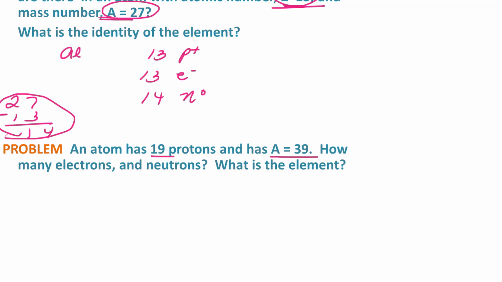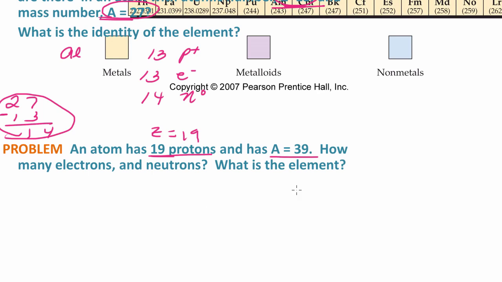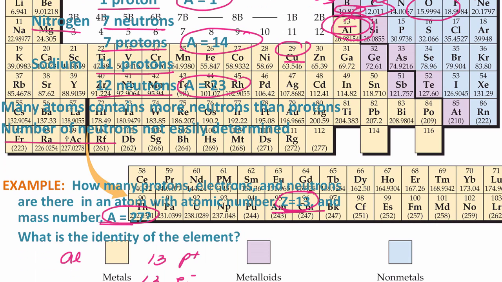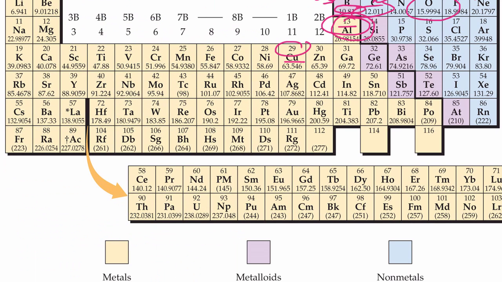Oops, I forgot what Z is. Well, we have 19 protons, so Z is 19. So let's go ahead and look that up on our periodic table. And what do we have? Z equals 19 corresponds to potassium. So let's go back here.